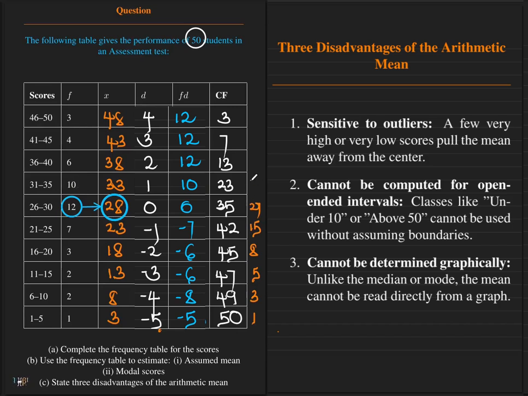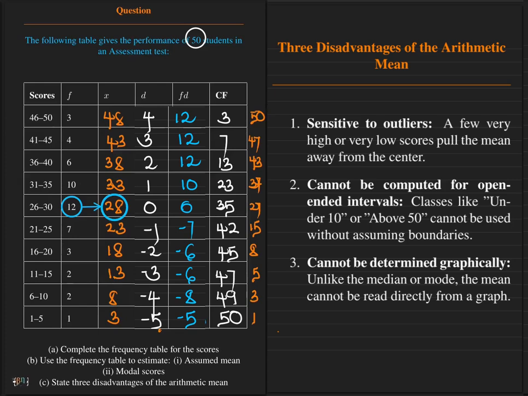27 plus 10 we have a 37. 37 plus 6 gives us a 43. 43 plus 4 gives us a 47. Then 47 plus 3 gives us a 50. So either you use the bottom up or the top down, you would get the same answer as your sigma f.